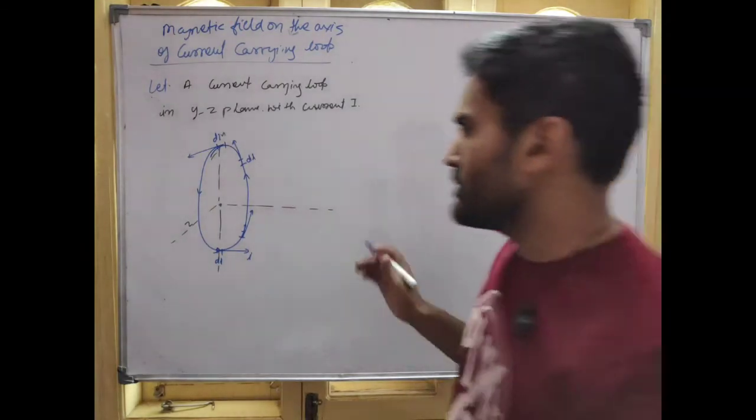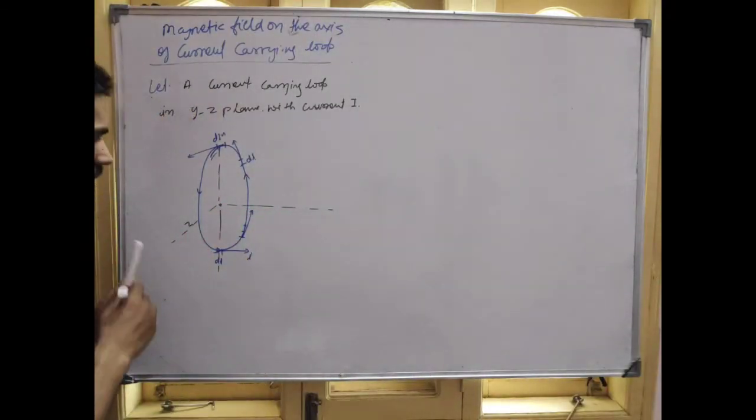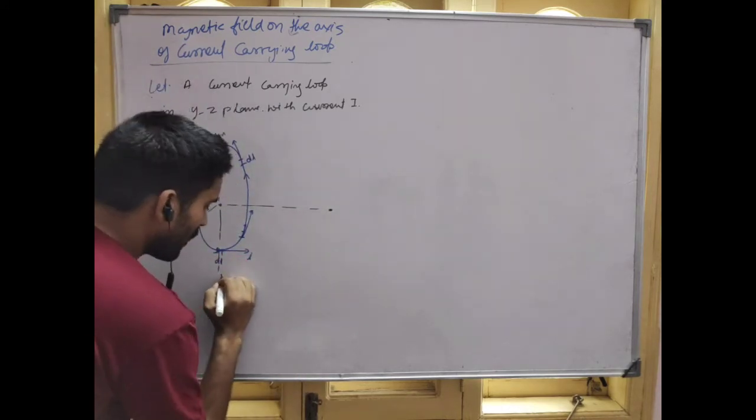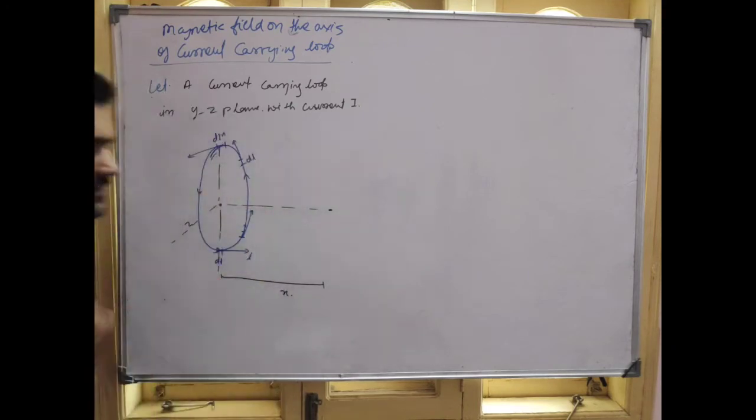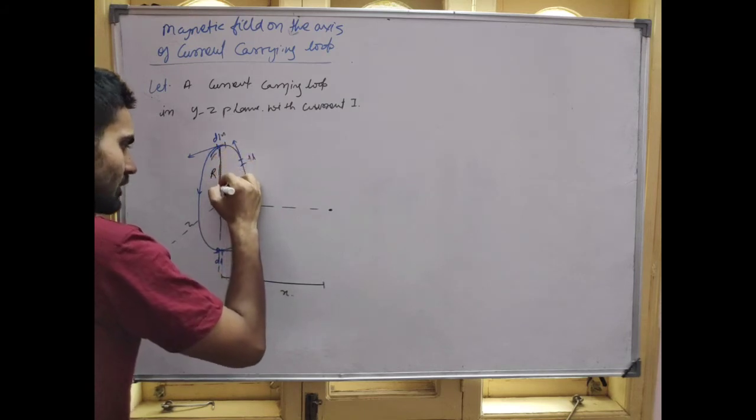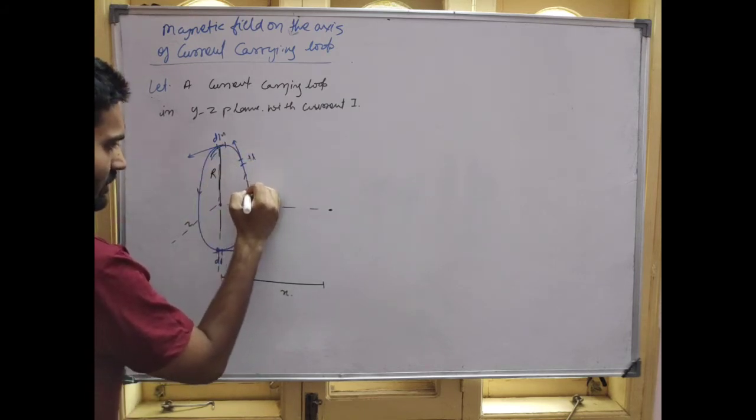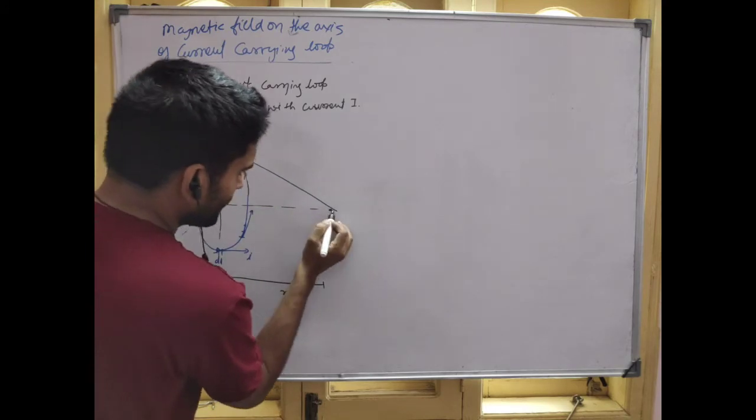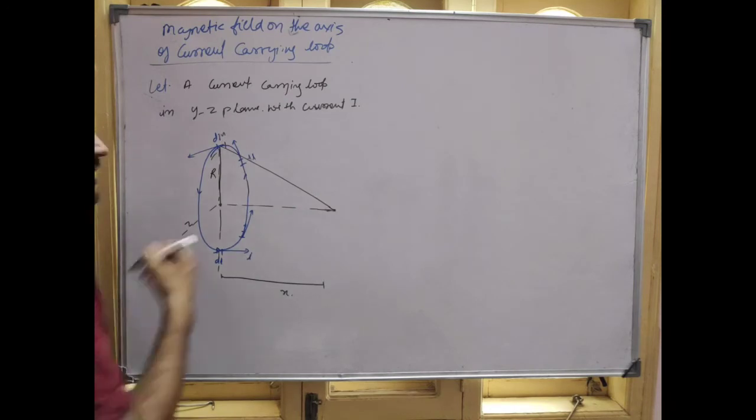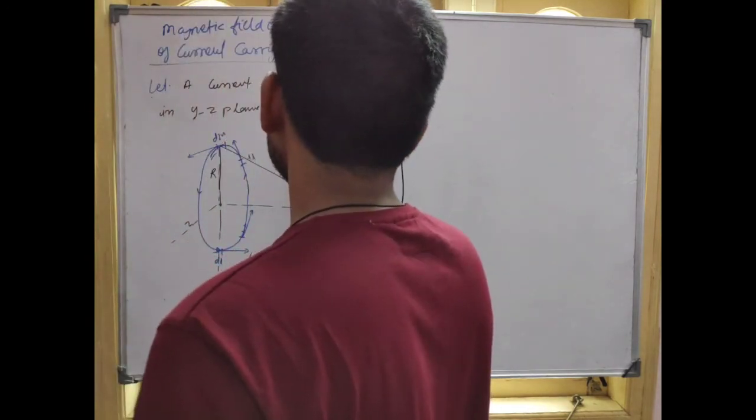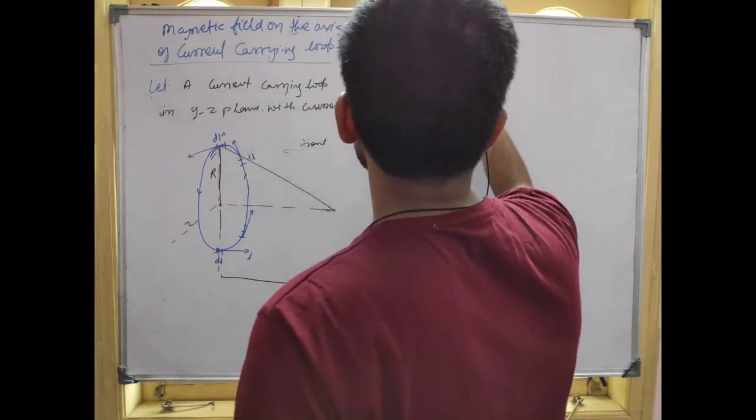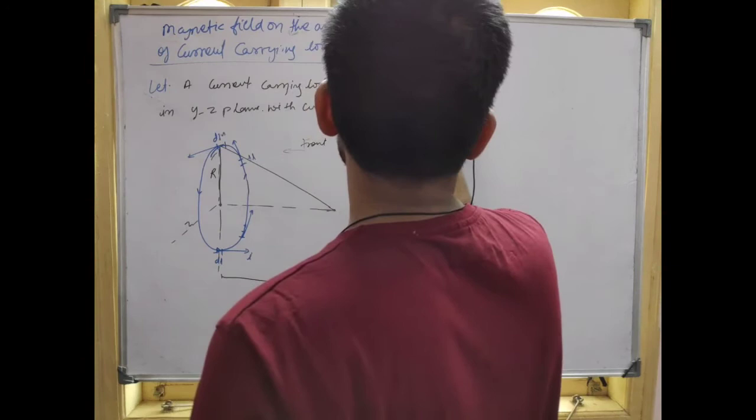Okay. We have to find the magnetic field at this point. This point is X distance away from the center, and the radius of the loop is R. So let's join this. If you see the front view like this, it looks like this, and the current is flowing like this.